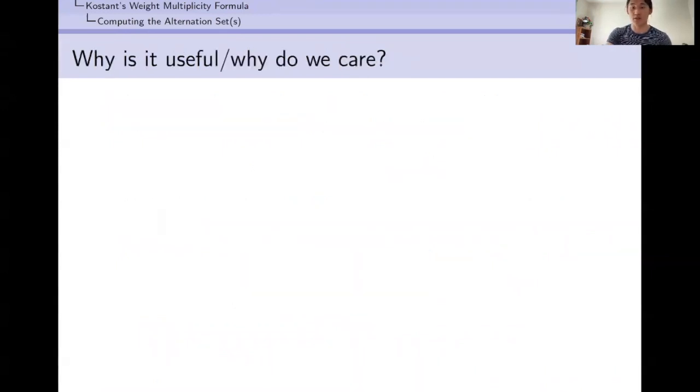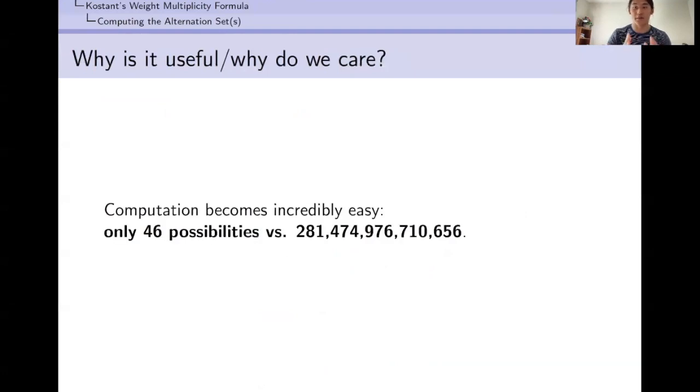Fantastic. So why do we care? Well, computations become incredibly easy. There are only 46 possibilities for supporting sets, as opposed to 2 to the 48th possibilities for supporting sets.